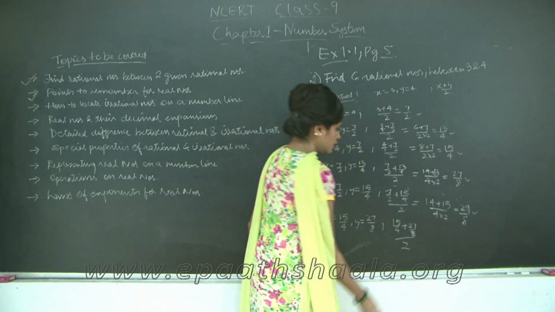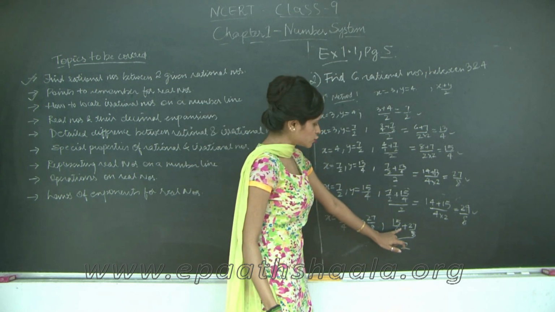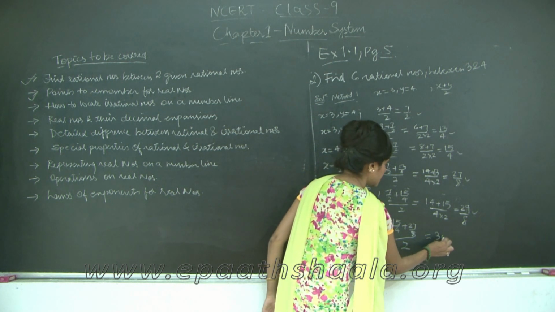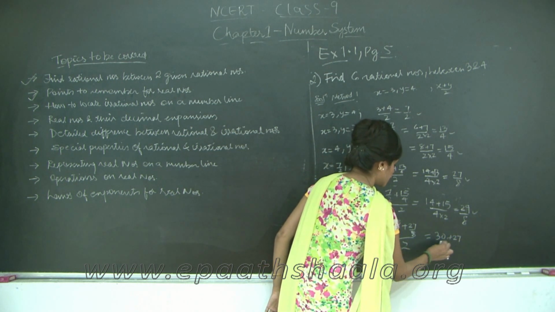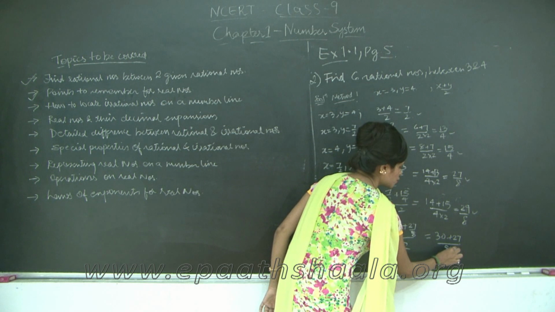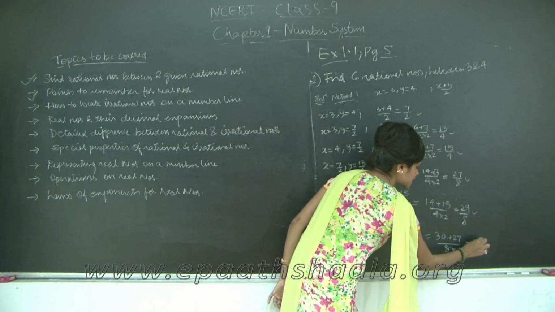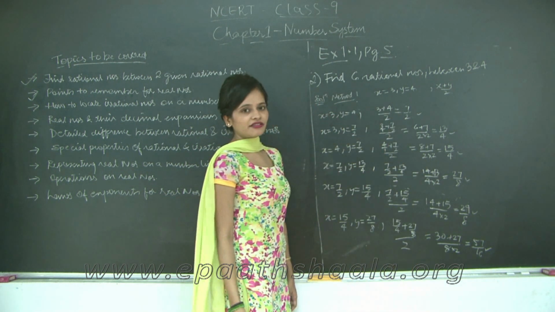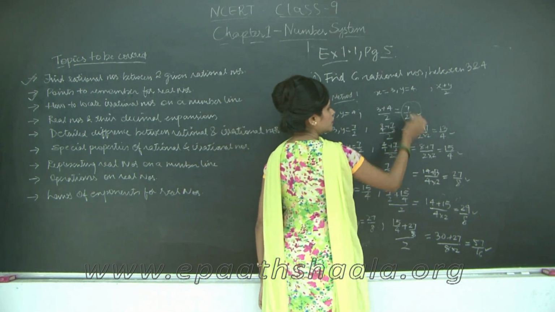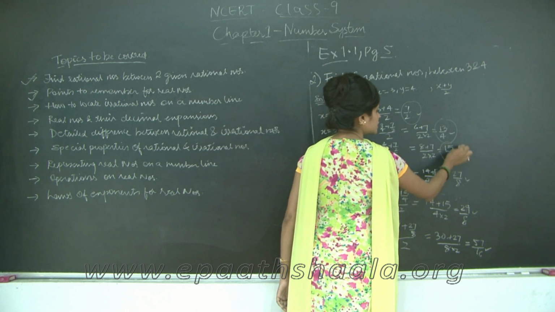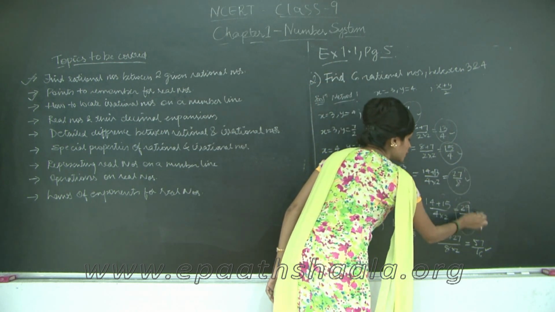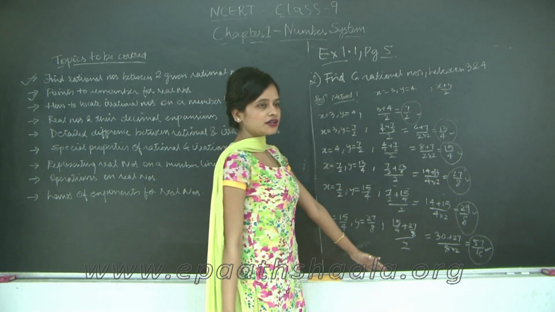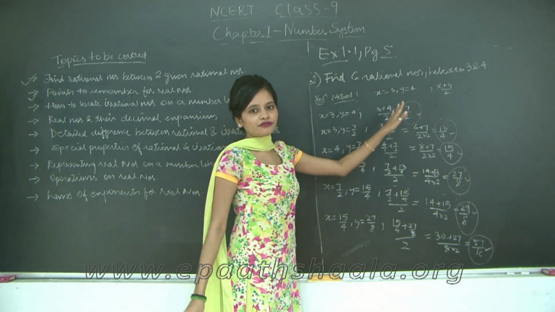Here the LCM is 8, so I'm going to multiply the numerator and denominator by 2. So I get 30 plus 27 upon 8 into 2, which is 57 upon 16. Therefore, my 6 rational numbers are 7 upon 2, 13 upon 4, 15 upon 4, 27 upon 8, 29 upon 8 and 57 upon 16. 6 rational numbers, not 5, between 3 and 4.